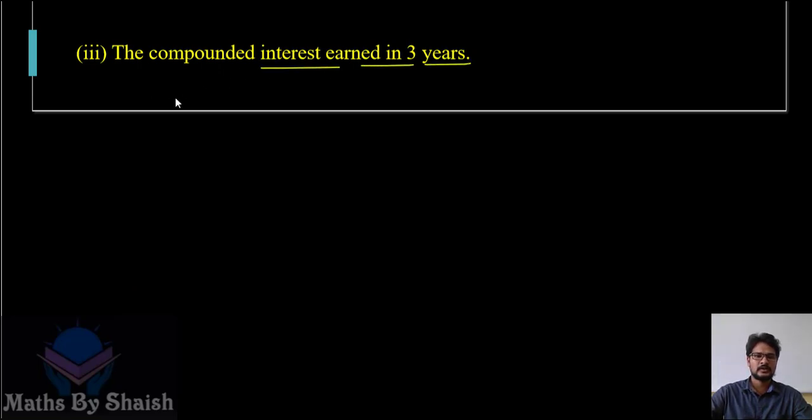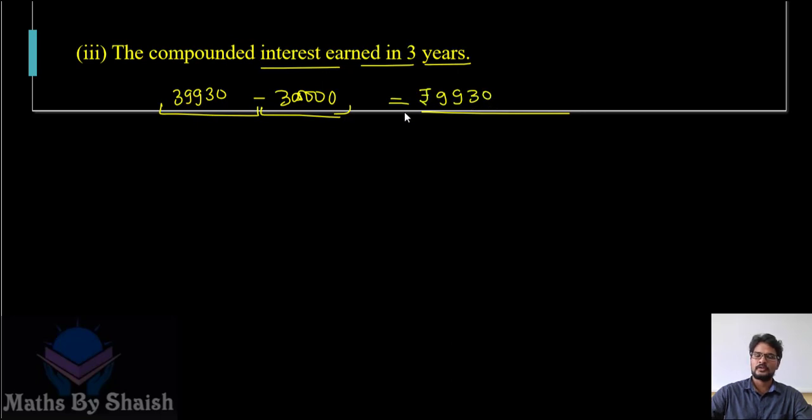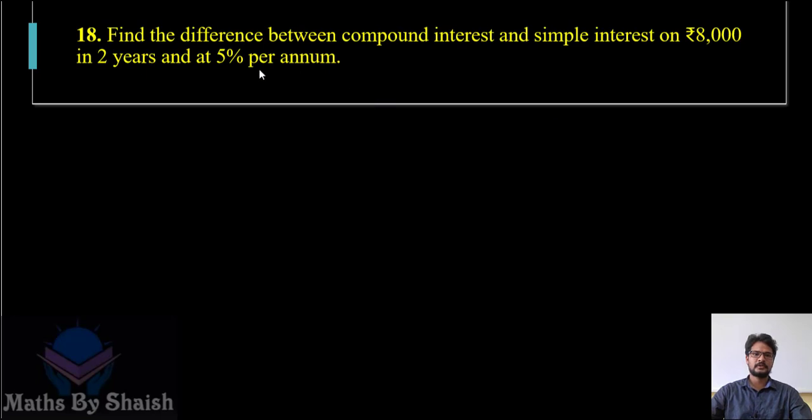Third part is the compound interest earned in 3 years. So compound interest is the amount after the 3 years they got, minus the principal amount. So it is 39,930, and the initial amount we have seen from that is 30,000. So it is going to be 9,930 as the compound interest. And this is the last question, the 18th question.